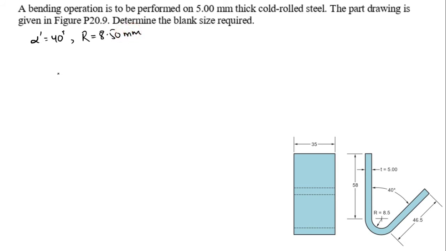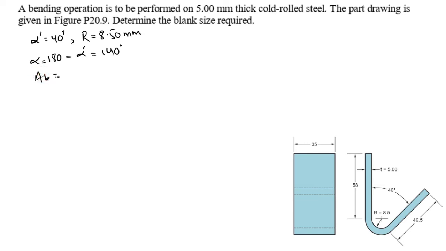Then we have the total angle of 180 degrees, as you know. So the alpha, the bend angle, would be equal to 180 minus alpha prime. So it should be 140 degrees. So it has been bent 140 degrees.